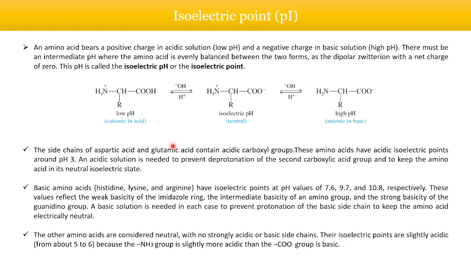Now there are other amino acids which are considered neutral, with no strongly acidic or basic side chains, and their isoelectric points are slightly on the acidic side because the NH3 group is slightly more acidic than the COOH group, which is a bit more basic.